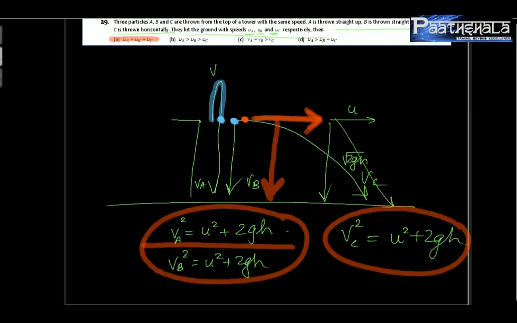But if we think about energy conservation, this result is not really surprising, because all three of them have been projected with a velocity of u. So when they reach the ground, their potential energy will be converted into kinetic energy, right? And since the initial kinetic energy was equal, the final also has to be equal for all, meaning the final velocity also has to be equal for everybody.